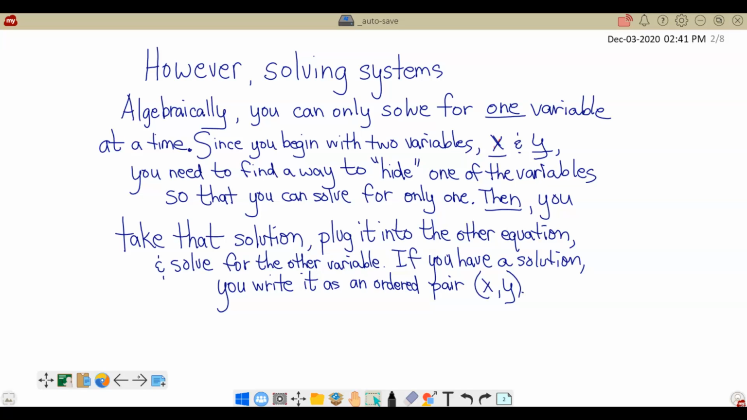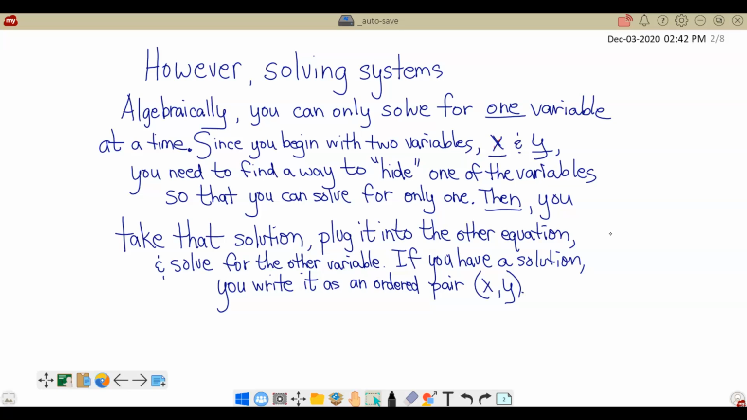However, solving systems algebraically, you can only solve for one variable at a time. It's been that way since we started the school year. When we did our linear functions unit at the beginning, we learned right away that you had to have an input for x, or you had to be given y and then solve for x. You cannot solve an algebra problem for more than one variable at a time.